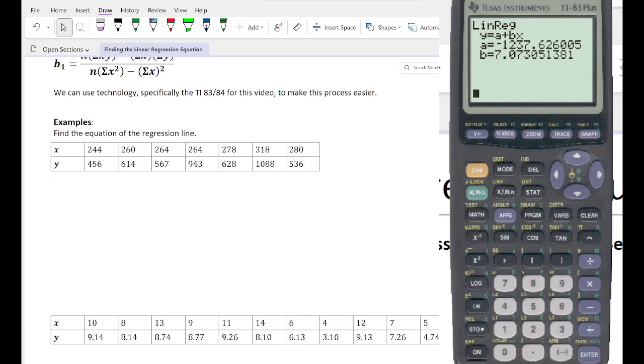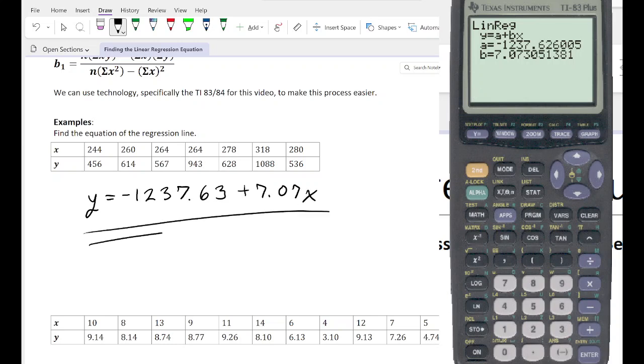So find the equation of the regression line. Y equals negative 1,237.63. I'm rounding to 2 decimals, round to whatever you're told to, plus 7.07x. So there is your linear regression line for this set of data.